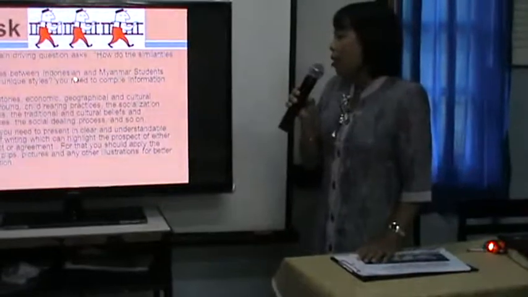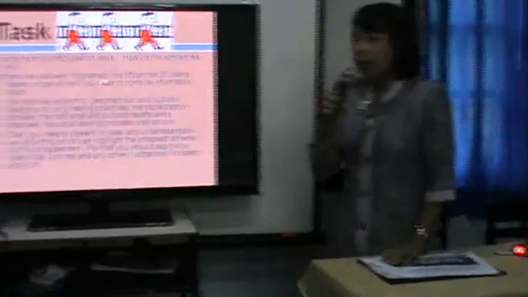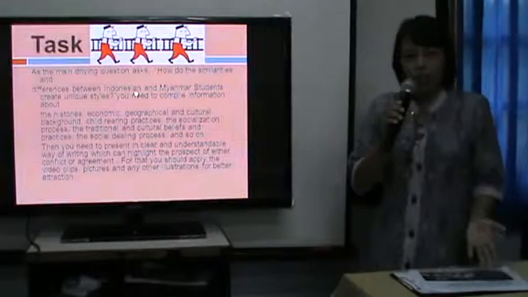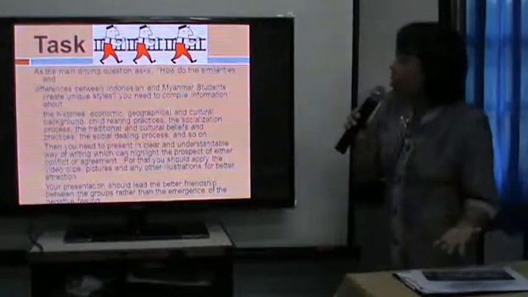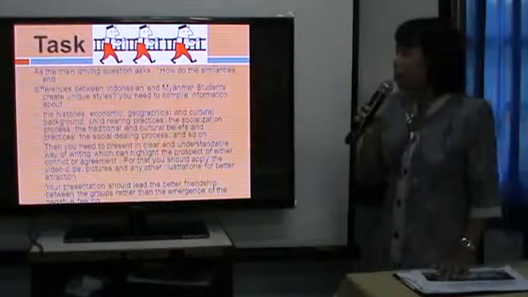Starting from the clothing practices to the daily routines and annual ceremonies, everything they have to learn about them. After that, they need to present them in a clear and understandable way of writing, which can highlight the prospect of either conflict or agreement. It means differences and similarities. For that, they should also apply video clips, pictures, and illustrations for the presentation. The next one is?